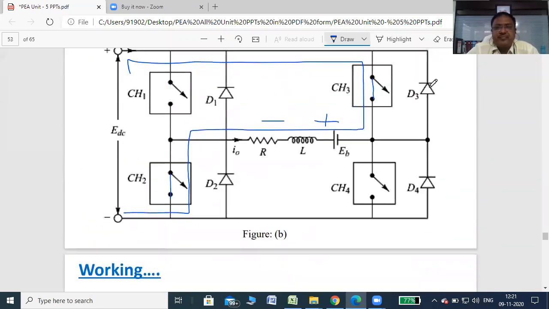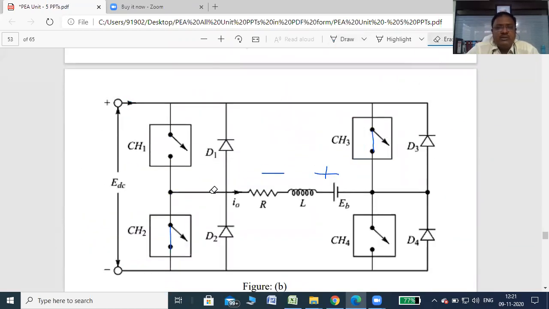And last, when these two switches or choppers turn off, whatever energy was stored when CH3 and CH2 were on, as soon as CH3 and CH2 turn off, immediately the polarity of the stored charge gets reversed as shown in the figure. So it becomes positive on the left side and negative on the right side. This makes D1 forward biased as well as D4 forward biased.